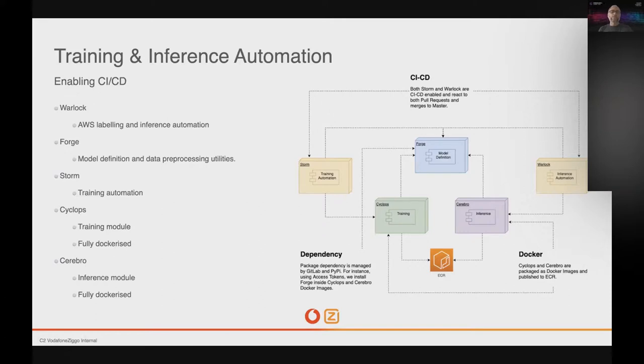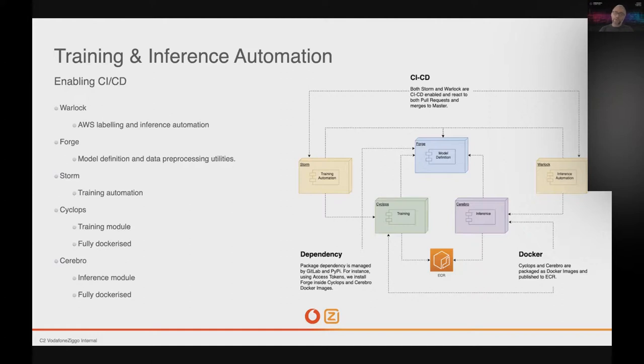So we have the training automation done with Storm, so it's separate from inference, because training is done on a GPU, on a Tesla T100, and the inference is done, if I'm not mistaken, on a couple of T2 micro instances with a load balancer in front of them. And then we have the whole training module, where everything runs on top of Docker. The training module is Cyclops, and it just runs the training.